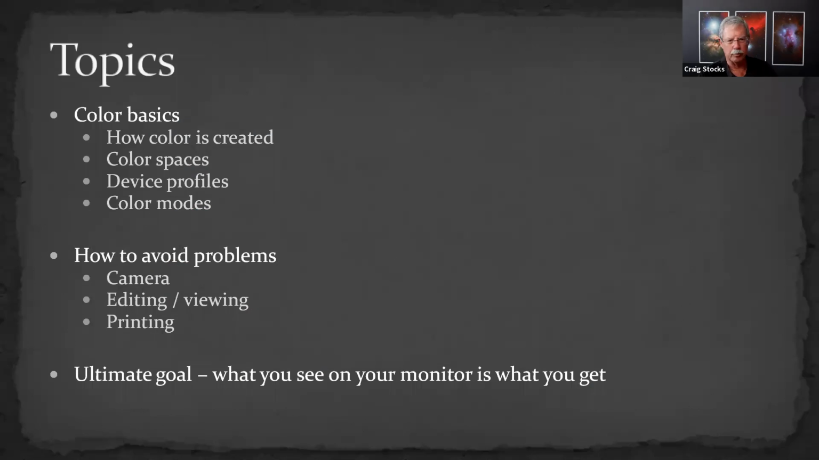I've got some boring front end stuff talking about color basics, how color is created. A little further down the rabbit hole with color spaces and device profiles, because all of that is somewhat important to have at least a conversational knowledge when we get into how to avoid problems in the camera or in editing or ultimately in printing. And eventually the goal is what you see on the monitor is what you get when you either make a print or when you share an image with someone else, that they will see the same thing that you saw on your monitor. That's the ideal.